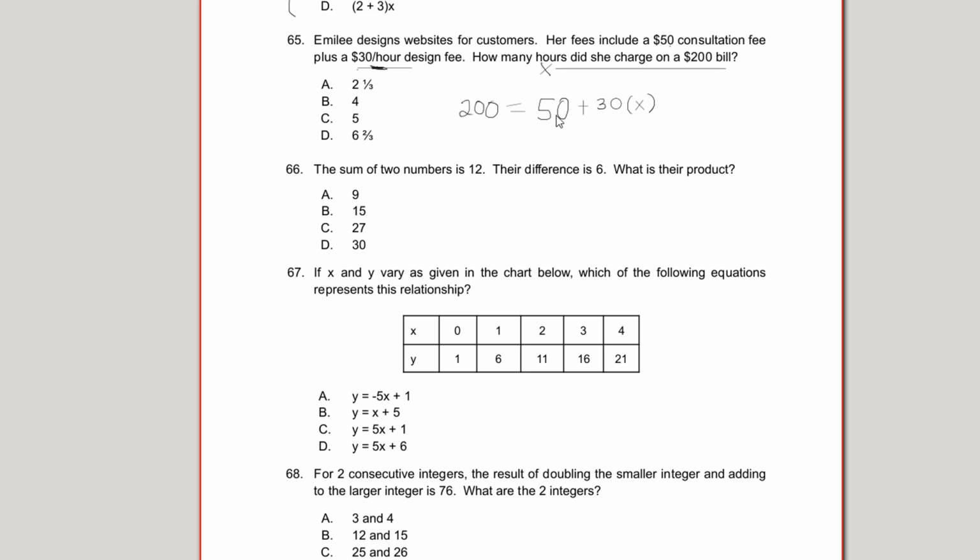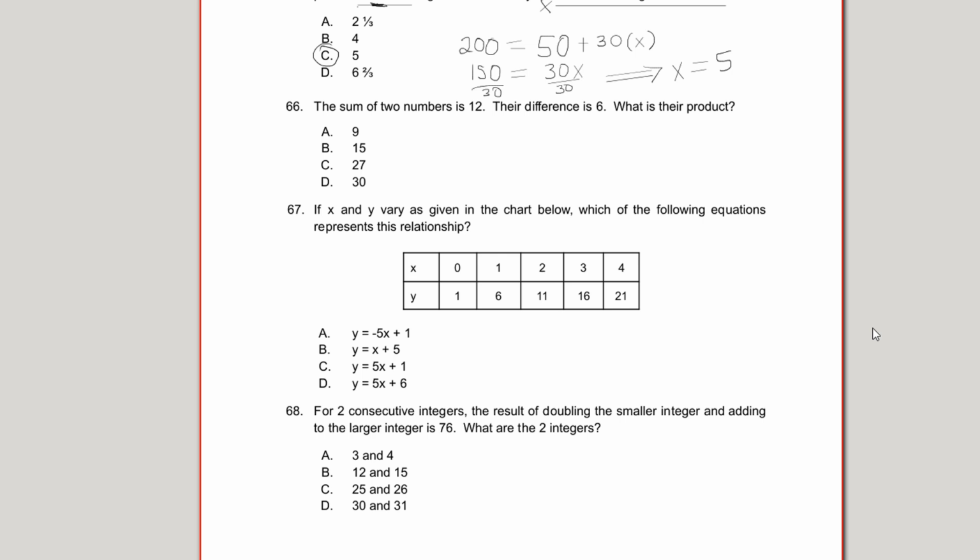So first I'm going to subtract the 50 from both sides, and I get 150 equals 30X. We divide through by 30. And 150 divided by 30 means X is equal to 5. So that's answer choice C, 5 hours.